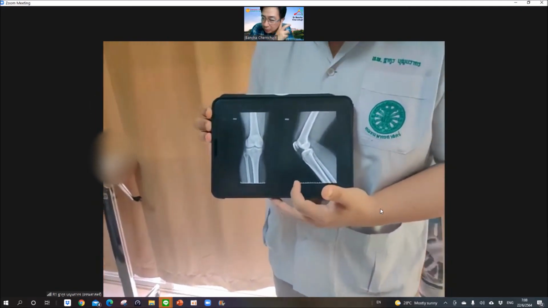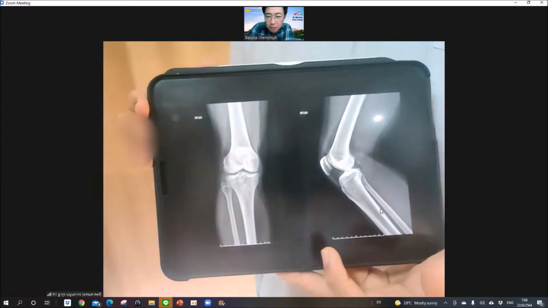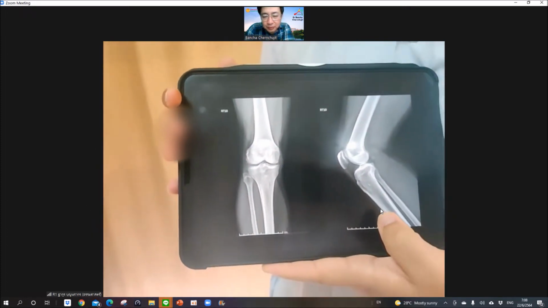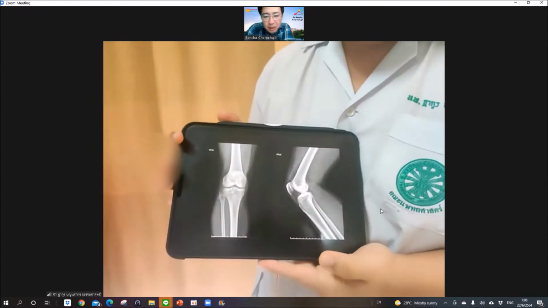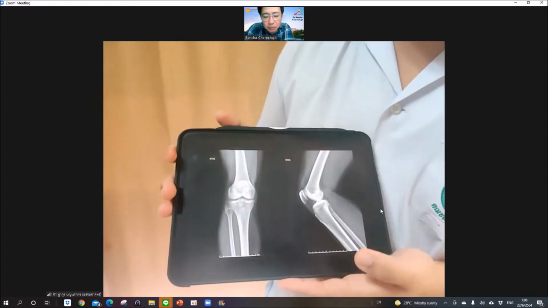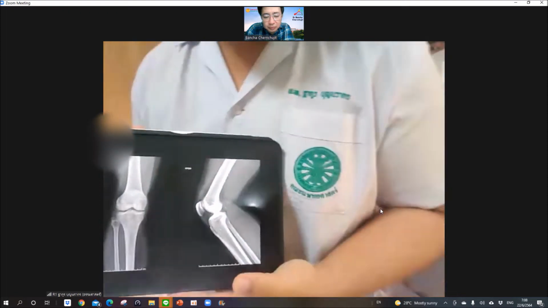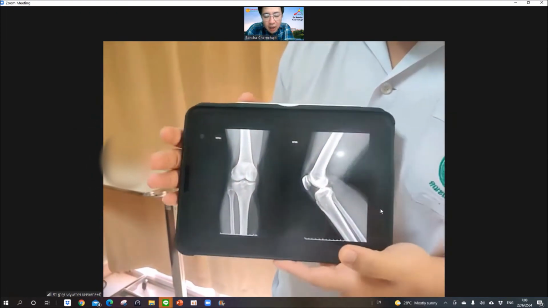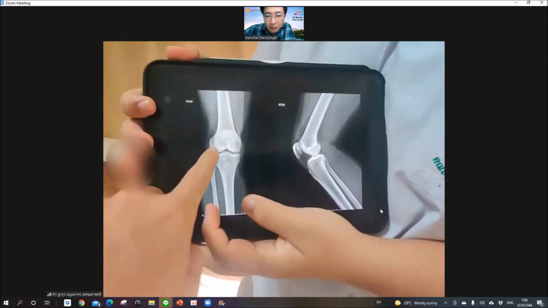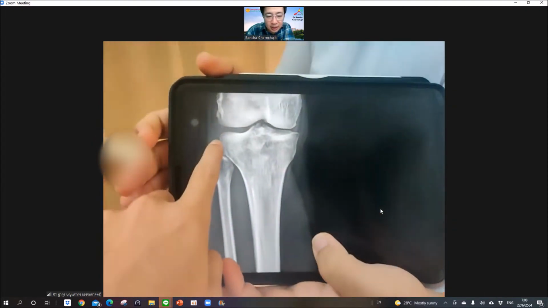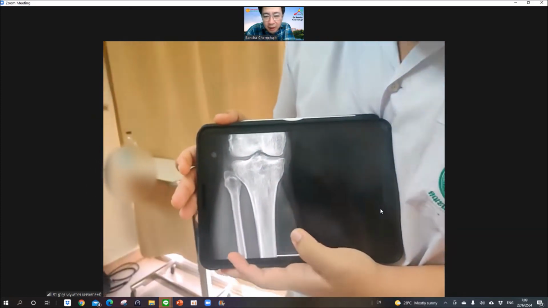The X-ray is normal, but in some instances you may see the Segond fracture. Takun, you know what is Segond fracture in ACL injury? It's like a tiny fracture at the border of the tibial plateau. Lateral tibial plateau, we call lateral capsular sign. Yes. In this patient, there is no Segond fracture.